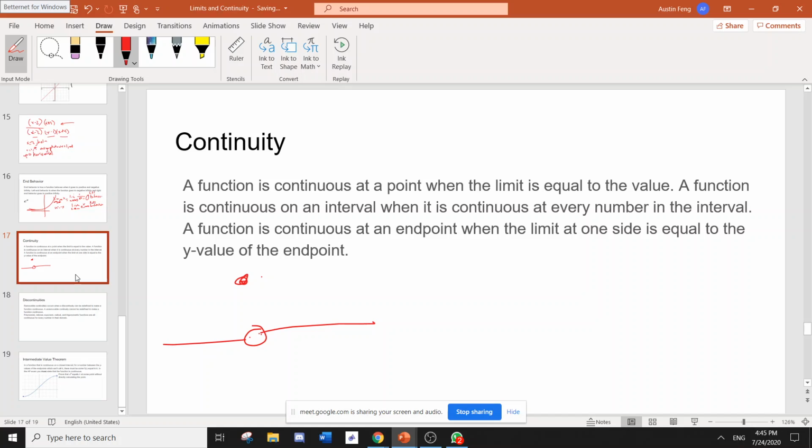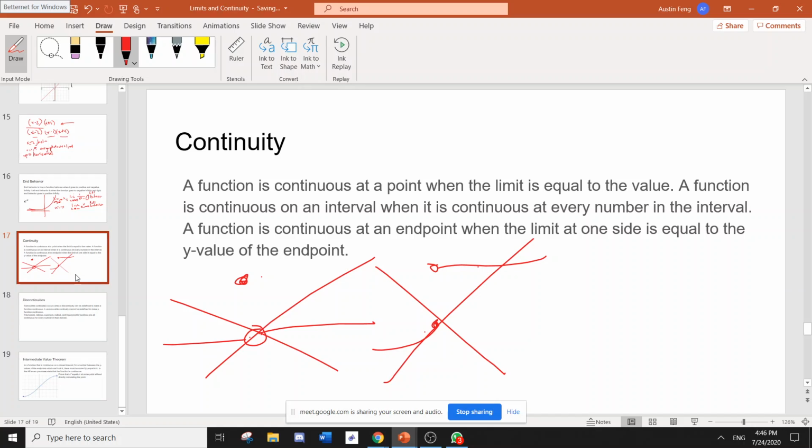So this is non-continuous. Let's say we have a function over here, and there's a hole at the top. It can't be continuous because there's no limit to begin with. The value can't equal the limit because the limit doesn't exist. So this is non-continuous as well. And finally, we have a function over here. We see that the limit and the value coincide, so it in fact is continuous.